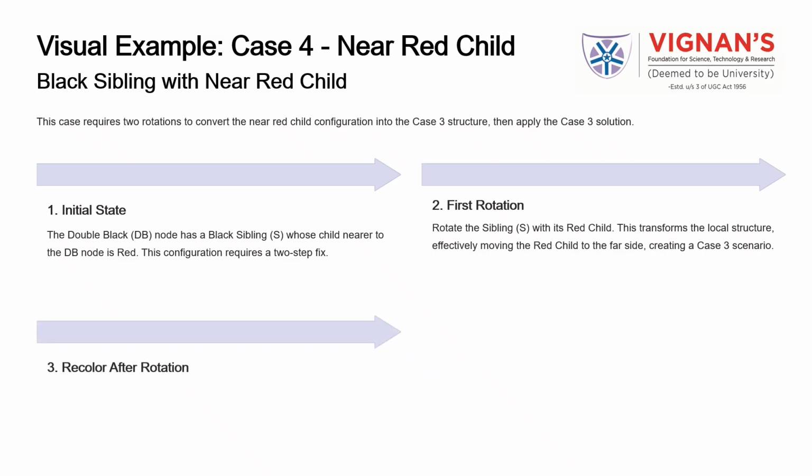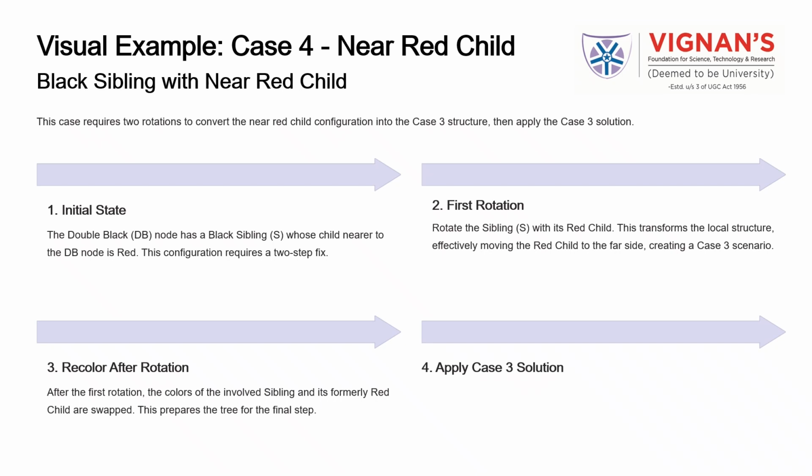Recolor after rotation. After this rotation, the colors of the sibling and its former red child are swapped. This prepares the tree for the final correction step. Apply case 3 solution. Now that the structure matches case 3, a rotation on the parent is performed, followed by proper recoloring. This step completely removes the double black violation and restores all red-black tree properties.